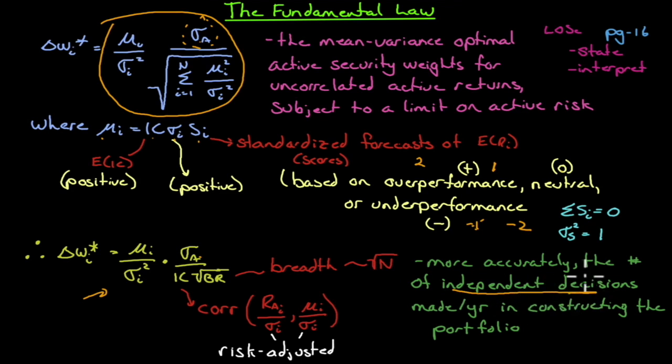But for simplifying purposes, for this reading, we're just assuming that breadth is going to equal the number of securities in the portfolio, square root of N. So this is a nice, easy thing to work with, and this will get us our optimal weights. So let's move on and see what happens next.